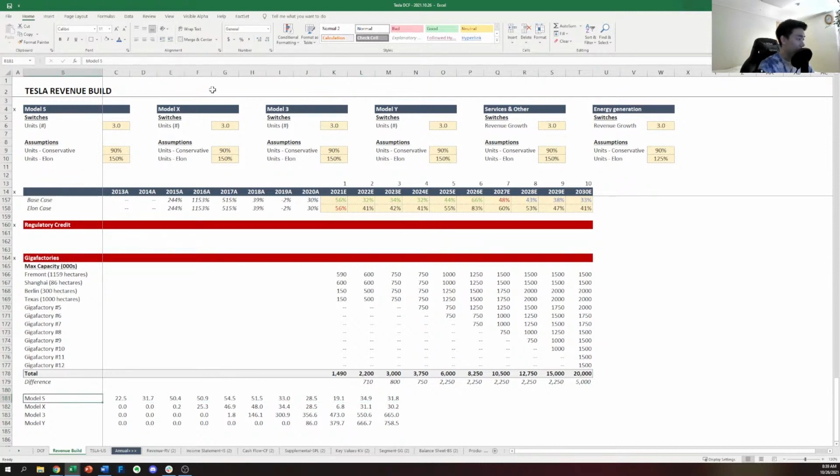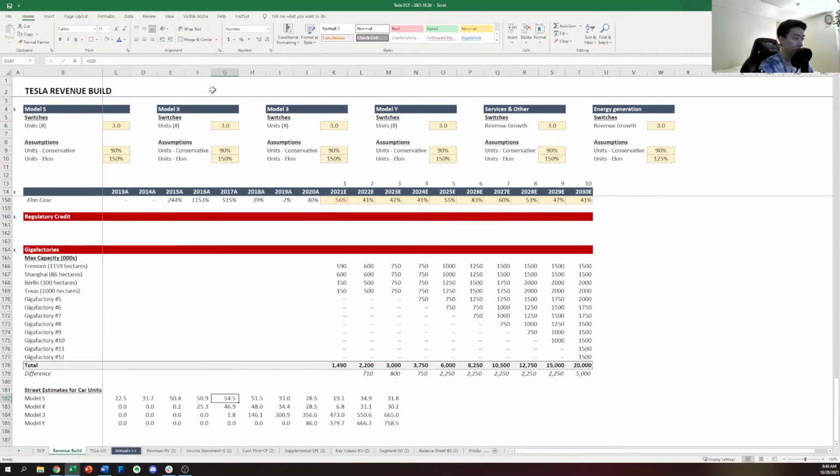So just to summarize what this is, street estimates for car units. These are our current assumptions.